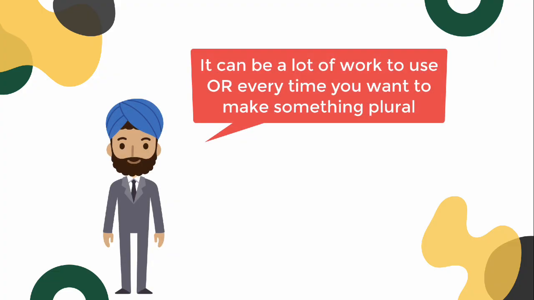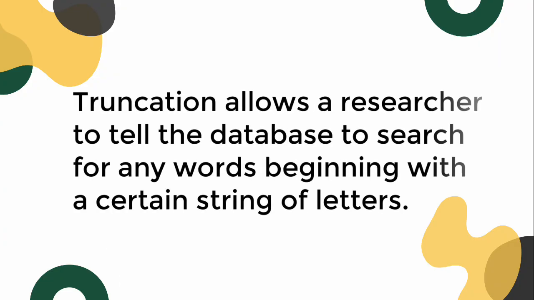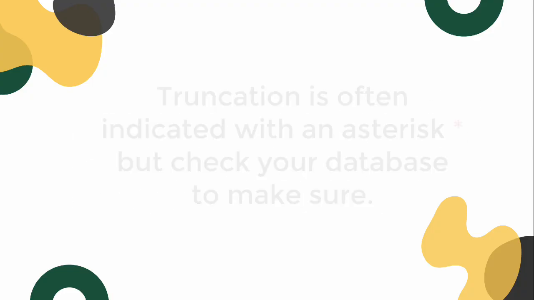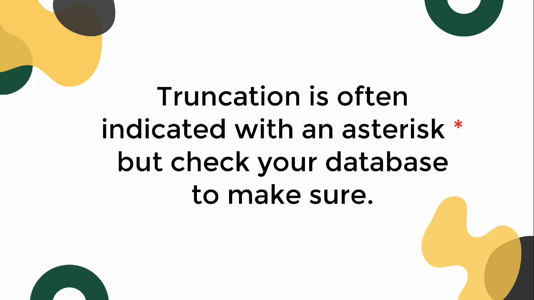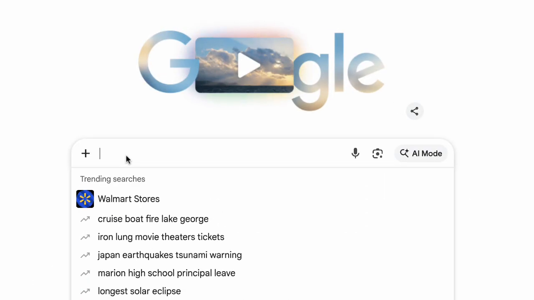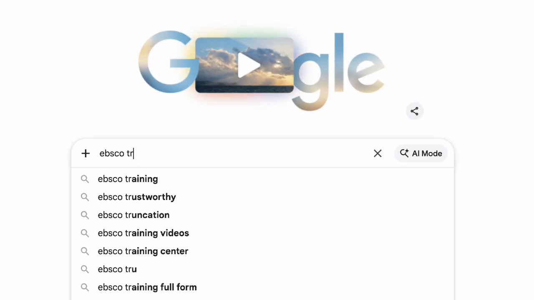A truncation symbol is a way to indicate to a database that a researcher wants any variation of a word after a certain string of characters. This is often indicated in a database with an asterisk, though it may be different depending on the platform. If you are unsure what your platform uses for a truncation, simply search the open web for the name of the platform and truncation, and they should have a guide that tells you more.